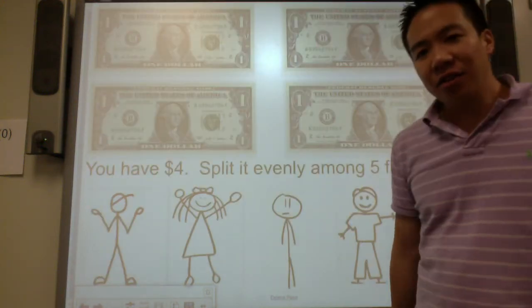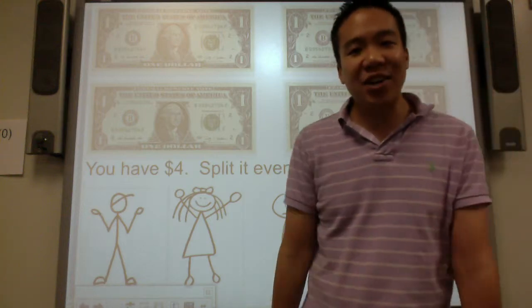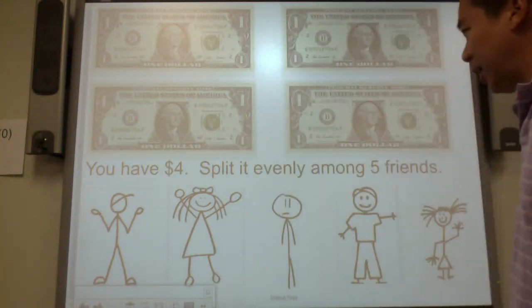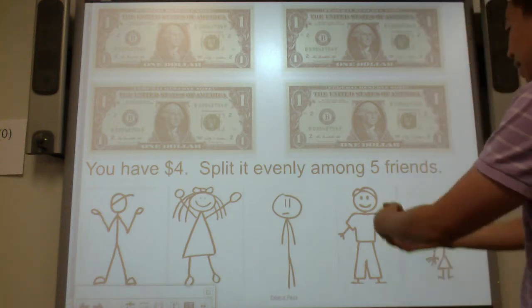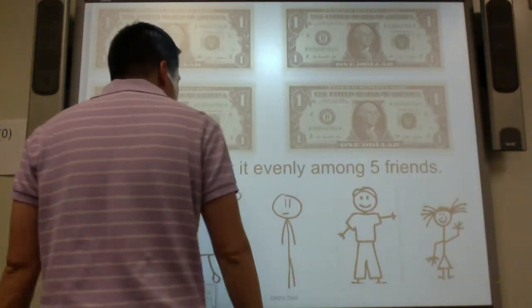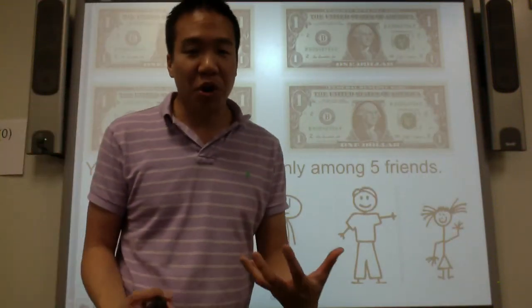So what if you have a fraction now? How do you turn fractions to decimals, the reverse? Imagine you have $4 and you want to split it evenly among these 5 friends. How much will each person get?